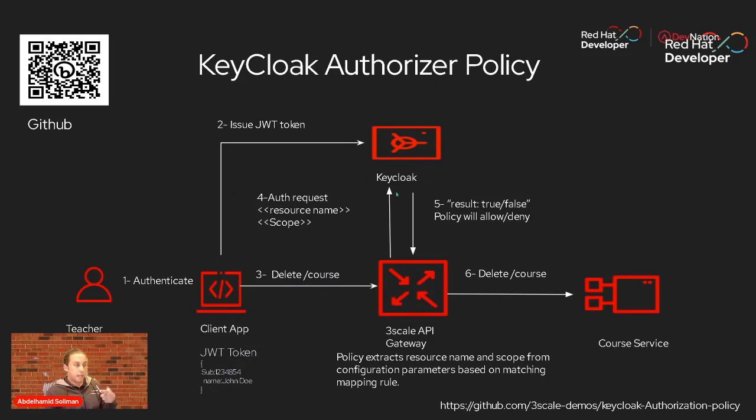So it will send a Keycloak authorization request attaching the resource and the scope. Then Keycloak will respond with either true or false. Based on that, the API gateway will allow or deny the request based on the decision determined by the Keycloak authorization service. So in this architecture, Keycloak acts as the policy decision point. On the other hand, the API gateway acts as the policy enforcement point.